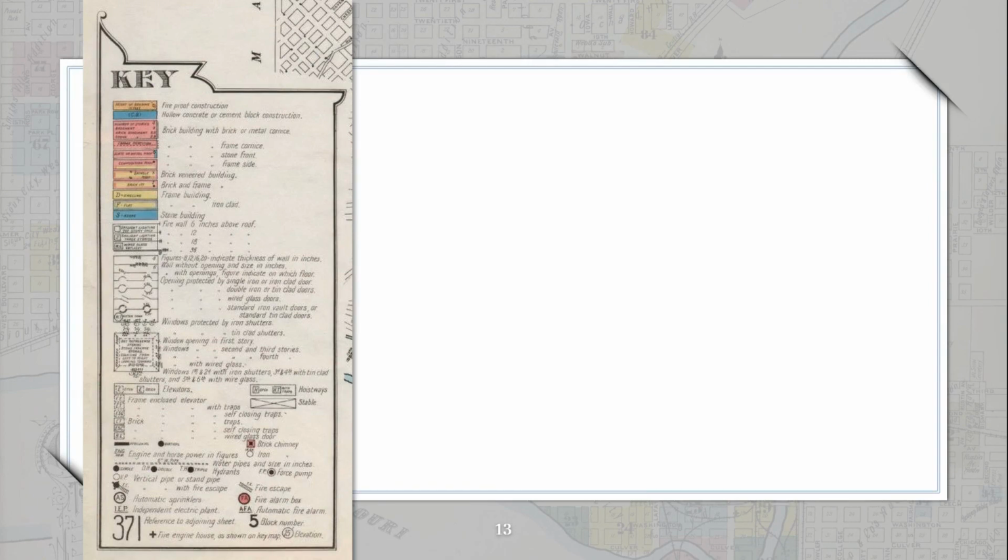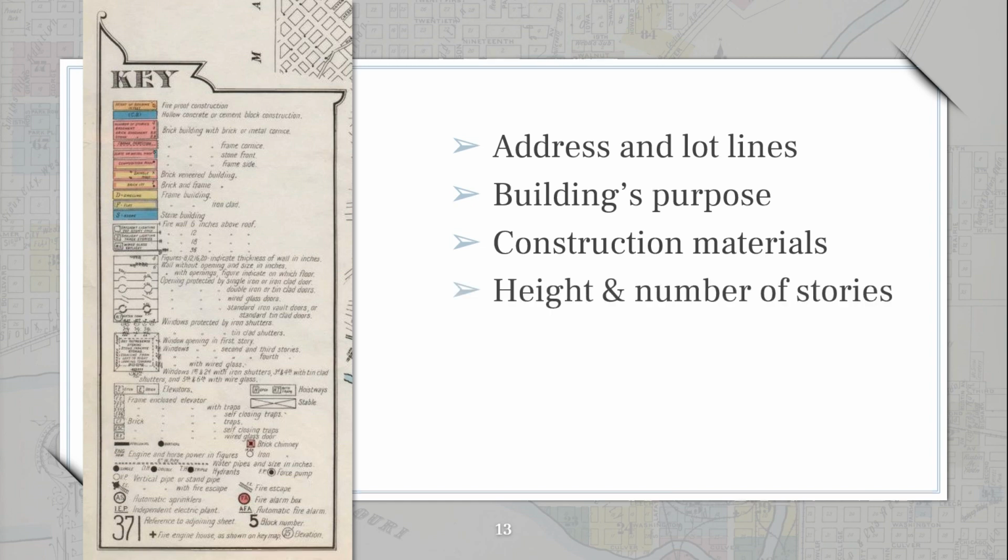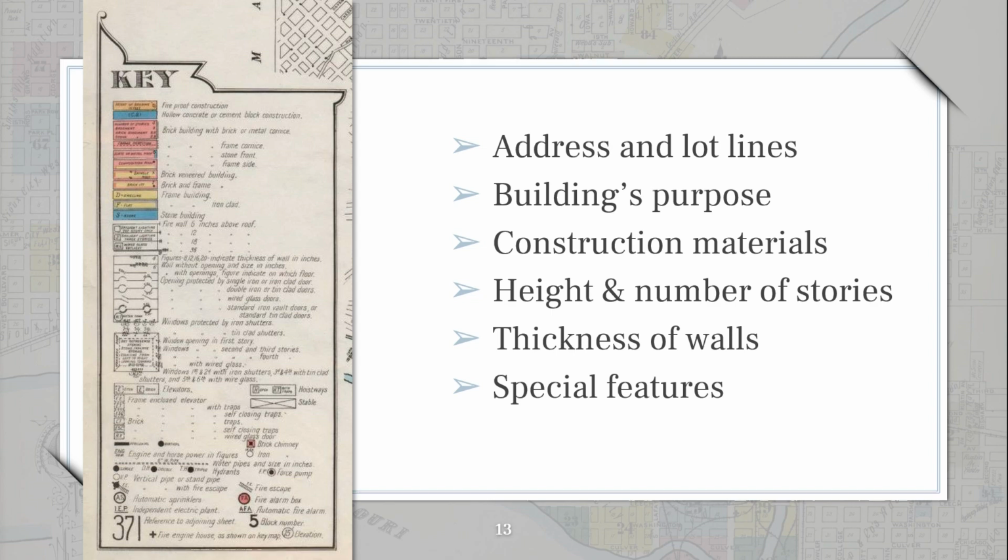The colorful key was used to show a property's address and lot lines, what it was used for, for example, a dwelling, a hotel, a church, a business, what the building was constructed from, and whether or not it was fire resistant, the building's height and number of stories, the thickness of its walls, special features such as doors, windows, chimneys, garages, stables, and elevators, as well as its access to water from pipes, hydrants, cisterns, and more.